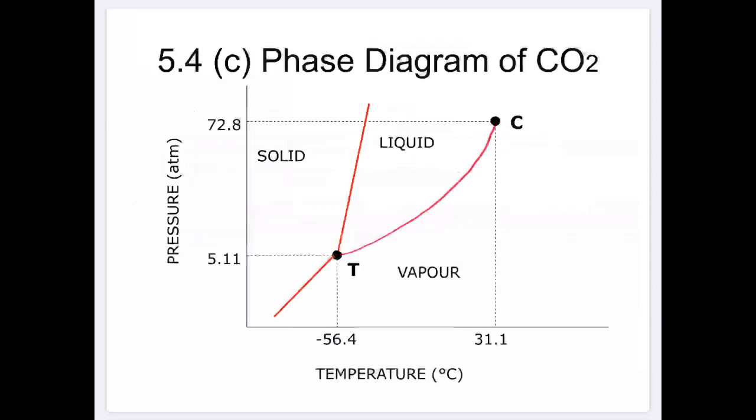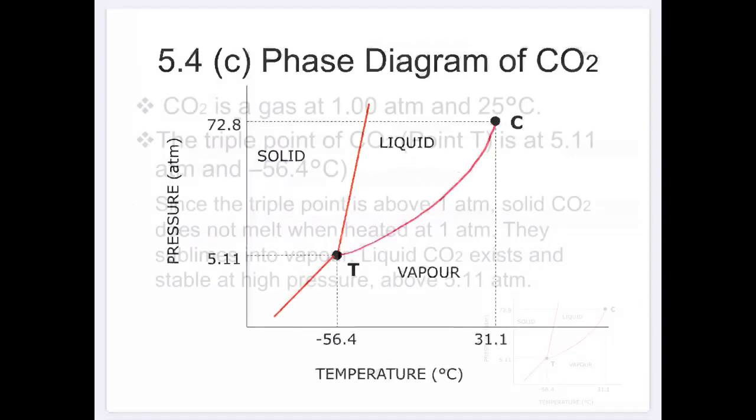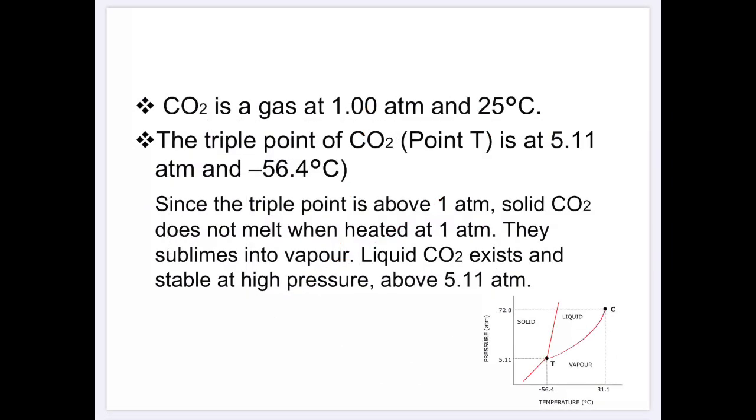Based on the phase diagram of CO2, we can see that CO2 is a gas at 1 atm and 25 degrees Celsius. The triple point of CO2 is at 5.11 atm and negative 56.4 degrees Celsius. As we can see here, since the triple point is above 1 atm, solid CO2 does not melt when heated at 1 atm. It sublimes directly into vapor. Liquid CO2 exists and is stable at high pressure, which is above 5.11 atm.